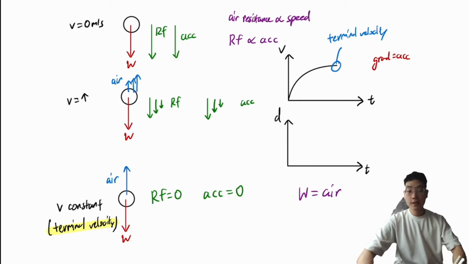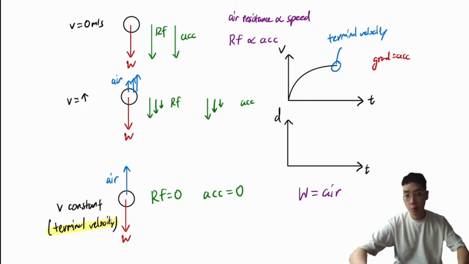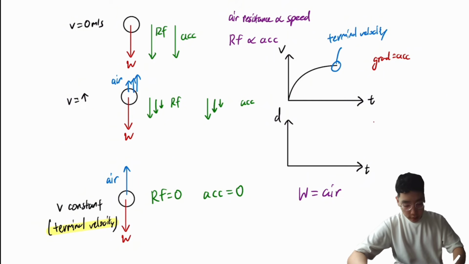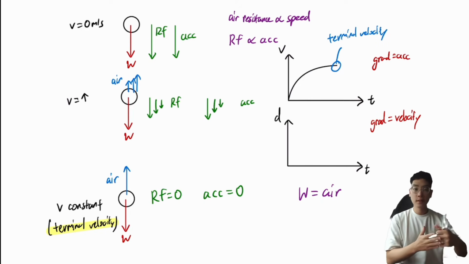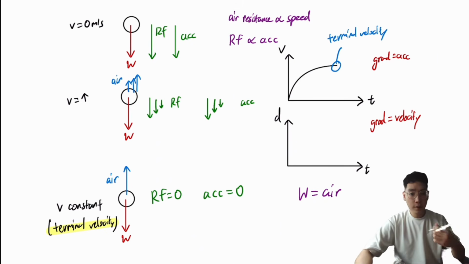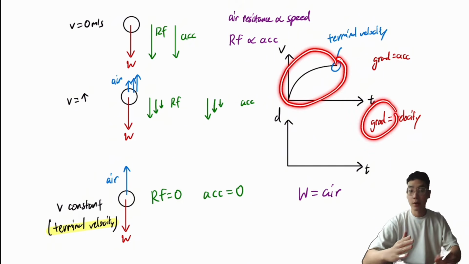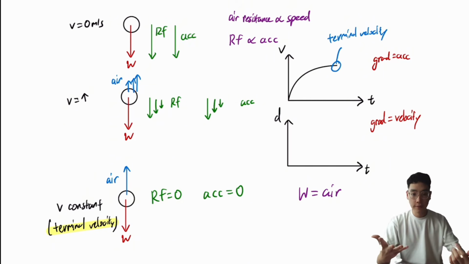Now, the displacement time graph is a bit more tricky, but it's the same thing. We want to use the gradient to help us, right? So the gradient of a displacement time graph gives us the velocity. We just want to ask ourselves, how is the velocity changing over time, right? Because if we know how the velocity is changing, we can know how the gradient of our graph is changing. Then we can sketch the graph, right?